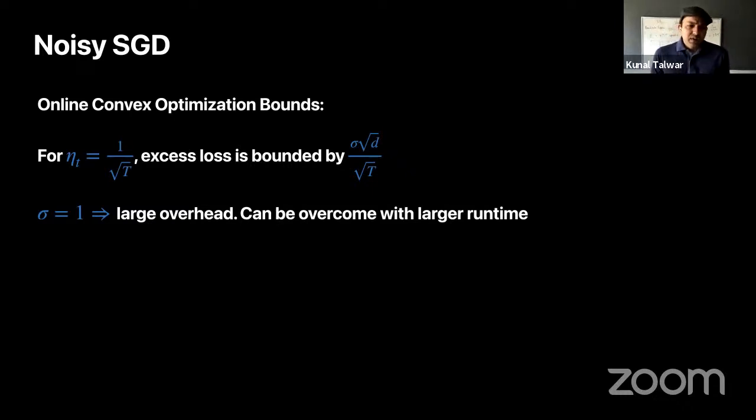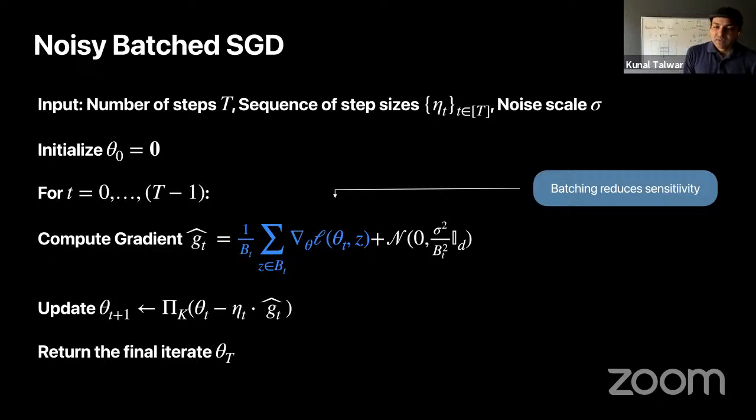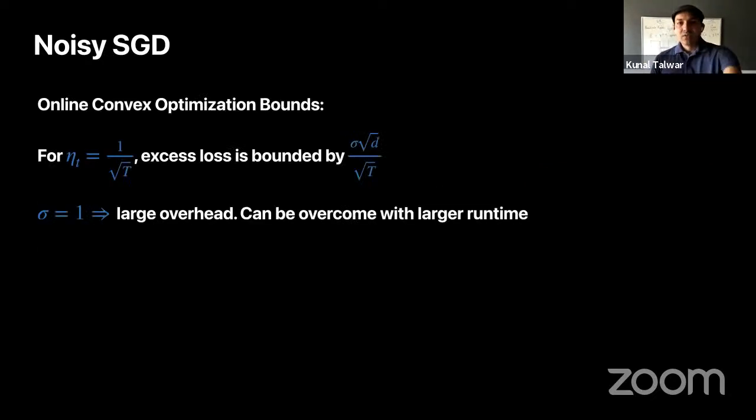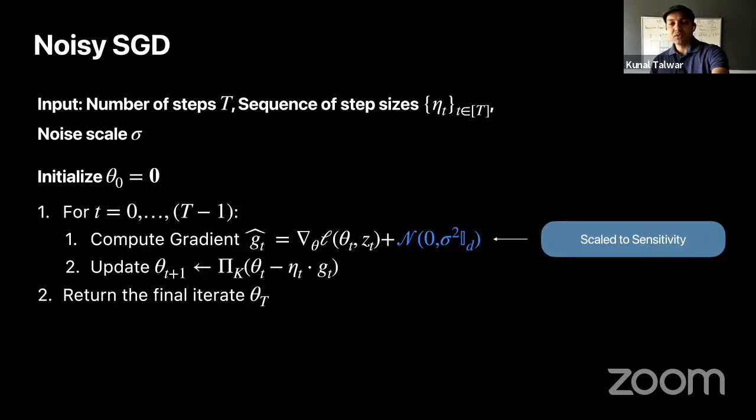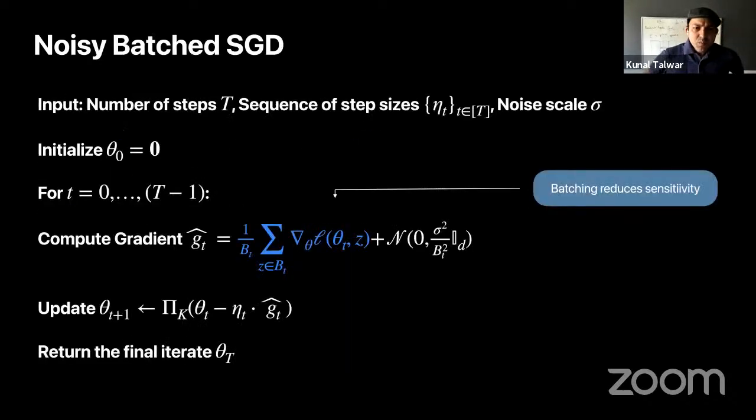Right? Good, and I guess you could overcome this overhead with a larger runtime, as we shall see. So I can, for example, use batching. The reason I had to add noise, which is scaled to a constant times some privacy parameter, is that I'm computing the gradient, and one example can influence the gradient by an amount equal to 1. I guess each gradient has norm 1. But batching actually reduces sensitivity.